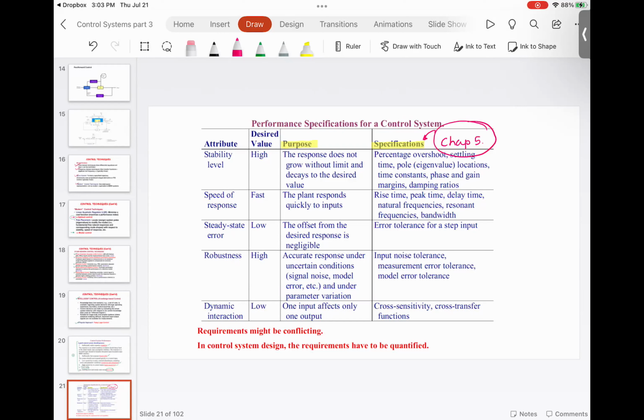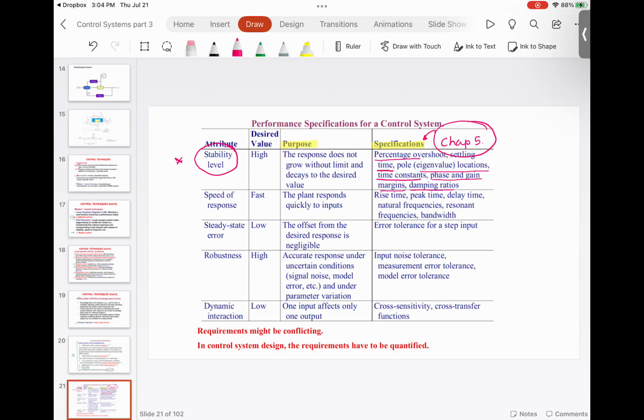So you have an attribute, say stability level. You want the system to be highly stable. What does that do? It means the response does not grow without limit. So what are the performance characteristics that you are going to specify to make sure the system is stable? Those are percentage overshoot, settling time, eigenvalue or pole placements, time constant, damping ratios, phase and gain margins. These are the performance specifications from chapter 5 that would help us ensure the stability that we are looking at.